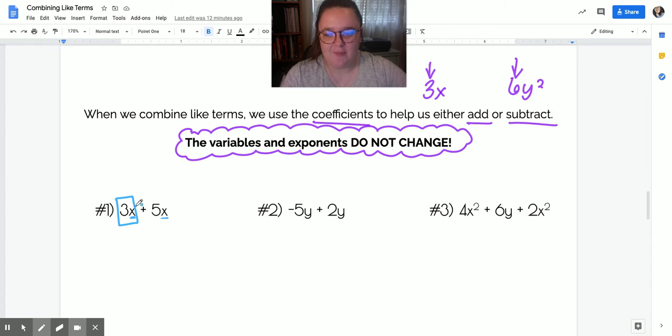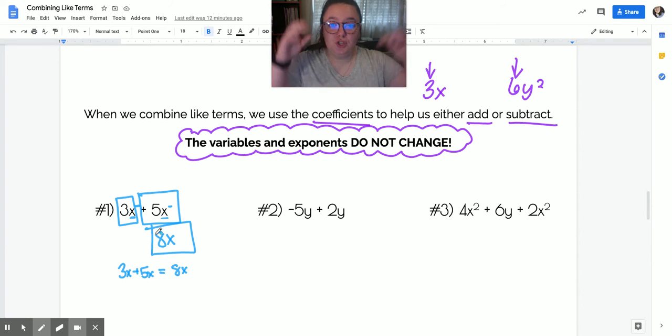Does it have the same exponent? Is there an exponent up there? No. So yes, these are like terms, a 3x and a 5x. So what you do is you combine them. So I'd like to rewrite it below. 3x and a positive 5x. When I combine those, well, 3 and 5 make 8x. That 8x is your answer.